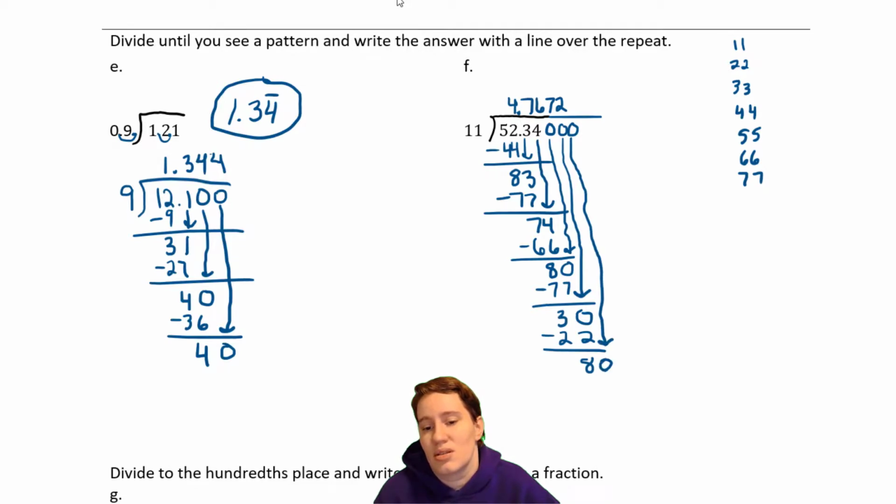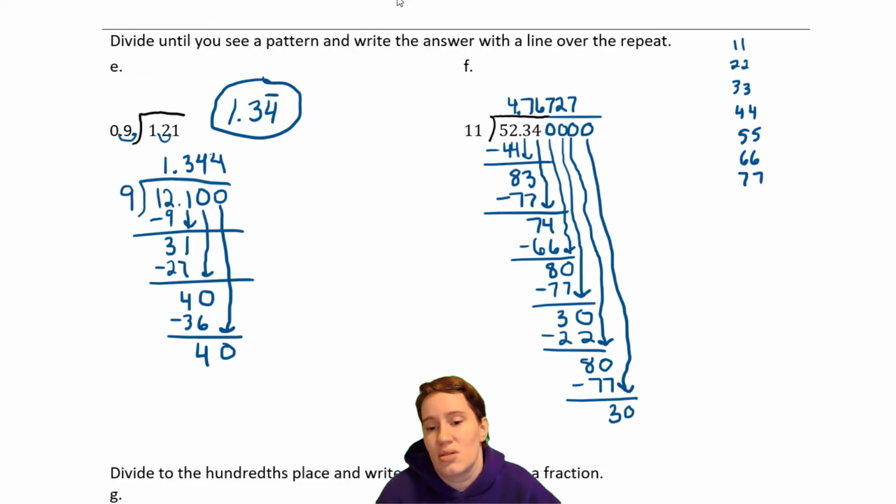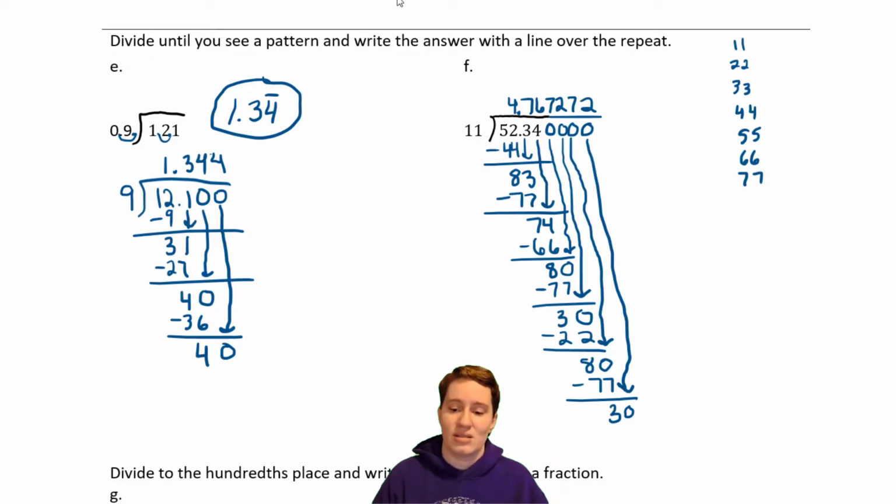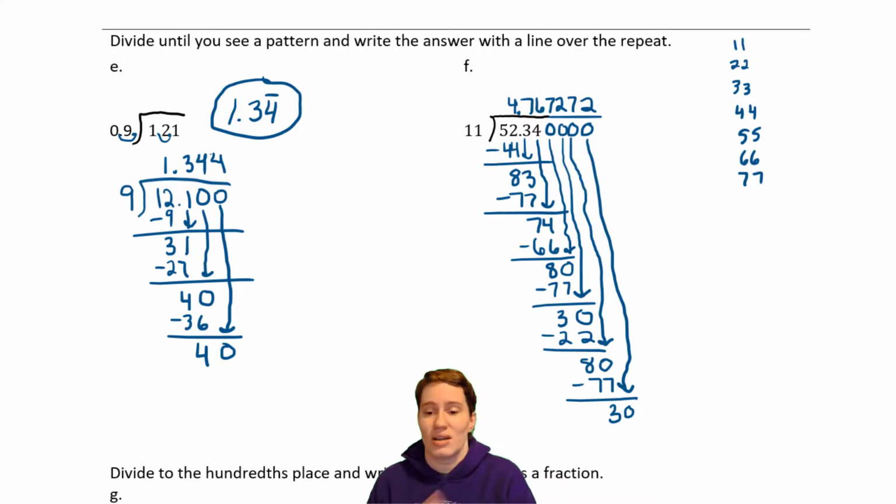So I drop down my 0. 11 goes into 80 7 times. Okay, we've got another 7. This is a good sign. So that's 3. We add another 0 here. Get 30. 11 goes into 30 twice. Okay, I think we've got our pattern. Because think about it. If we keep adding zeros, we're going to keep switching back and forth between getting 30 and 80, 30 and 80, 30 and 80. So our repeat is that we have this 7, 2, 7, 2, and we should keep going, and it should be 7, 2, 7, 2, 7, 2, 7, 2 again.